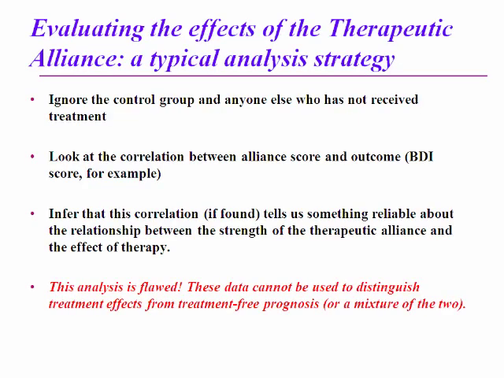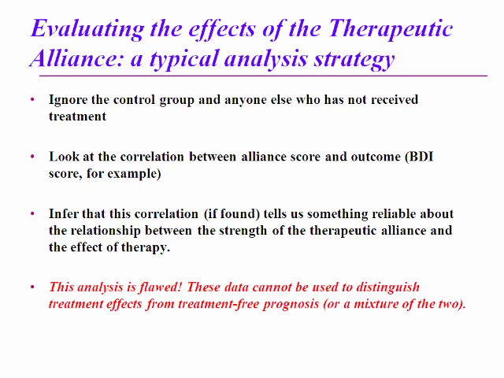So, let's change direction slightly. Let's look at the effect of the Therapeutic Alliance. What is a typical analysis strategy? This is even simpler than the Baron and Kenny stuff. Typically, people ignore the control group. We can't measure alliance in the control group. They haven't been anywhere near a therapist. They've usually just had treatment as usual or neglect as usual.